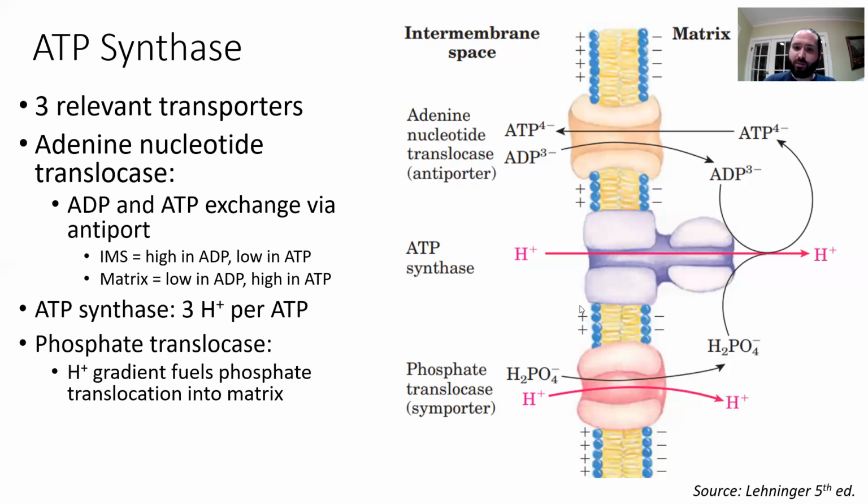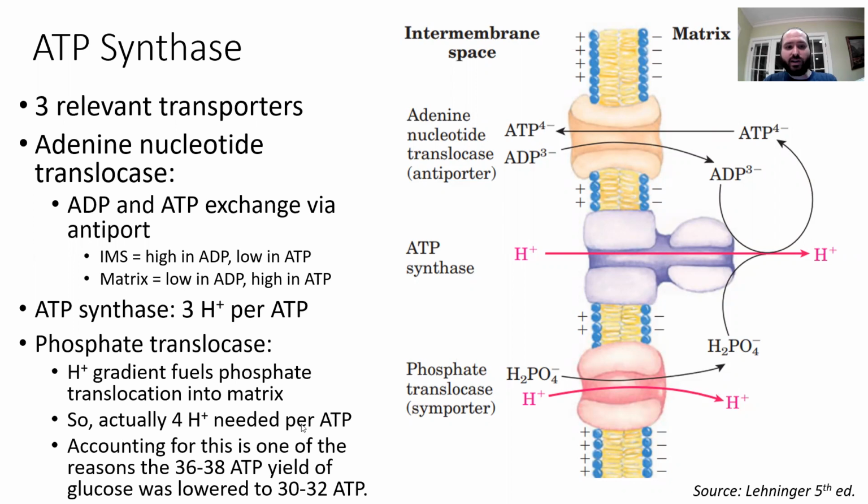Particularly because right now the intermembrane space is high in positive charge, so it's harder to get a negatively charged molecule into the matrix. So the H plus gradient fuels phosphate translocation into the matrix. So even though ATP synthase only needs 3 H plus to make 1 ATP, a 4th H plus is necessary to actually get phosphate to this guy on the matrix side.